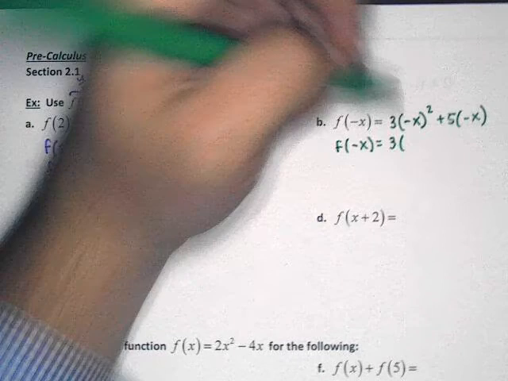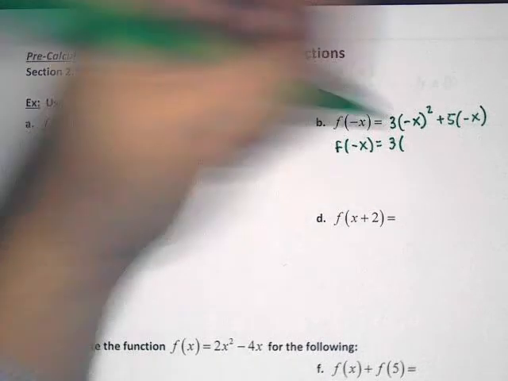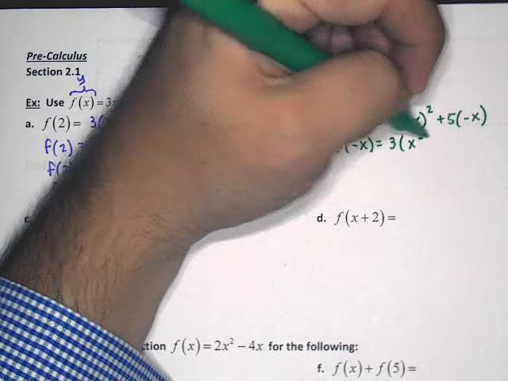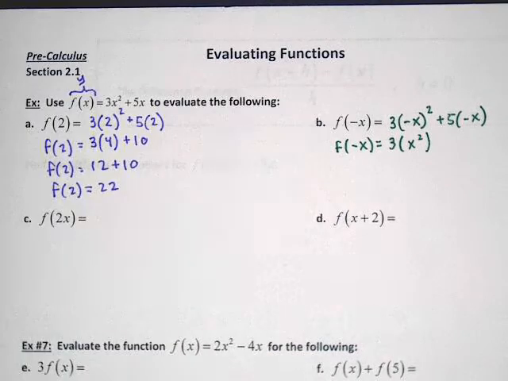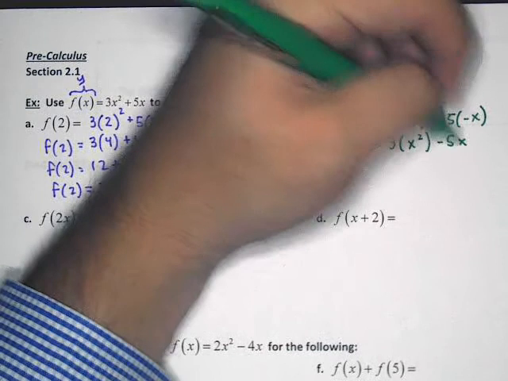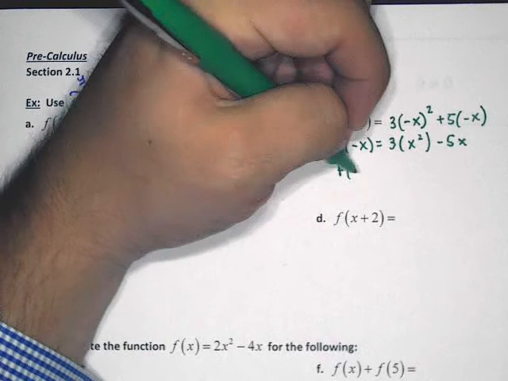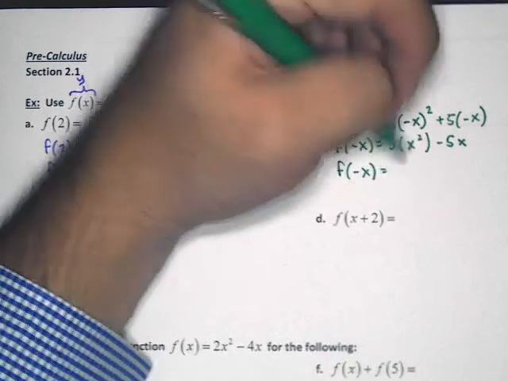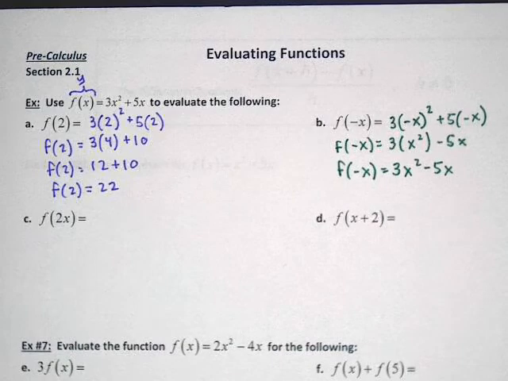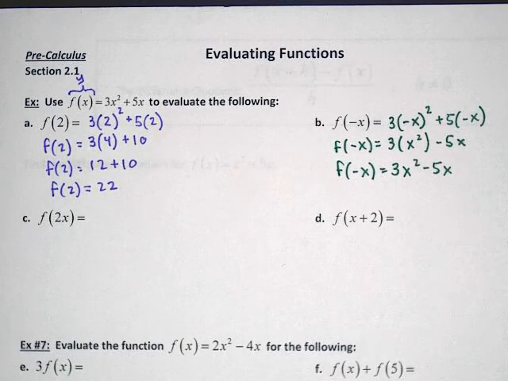Well, we know that a negative value squared is just the positive value squared. And then 5 times negative x, well, I'm just going to change this right now to negative 5x. So we can finish this up by getting rid of those parentheses. I guess I could have done that last step, but here we are. Alright, makes sense? Not that bad.